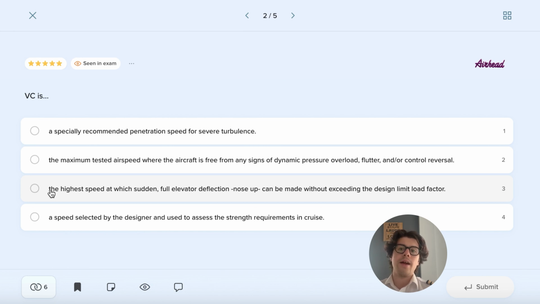VD is the maximum speed that the pilots fly during testing in order to make sure that the aircraft is stable. Anything past VD will not guarantee safety in terms of the structure of the aircraft. And the VNE that you can see on your airspeed indicators, the never exceed speed, is 90% of VD. So there is still a small margin. However, it's never advisable to fly around these speeds. So VC will be the speed used by the designers to assess the strength requirements in cruise, and this is the correct answer.